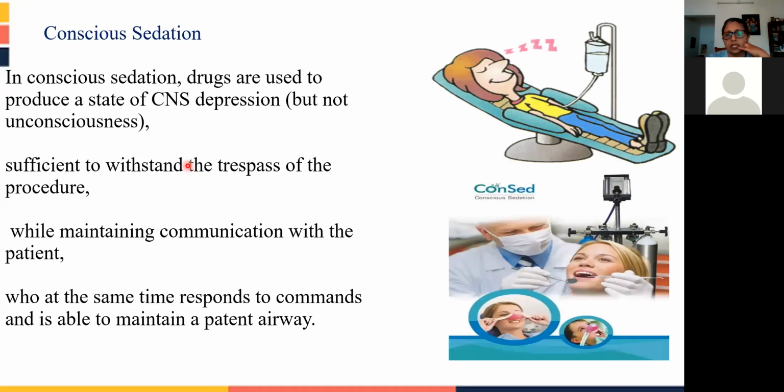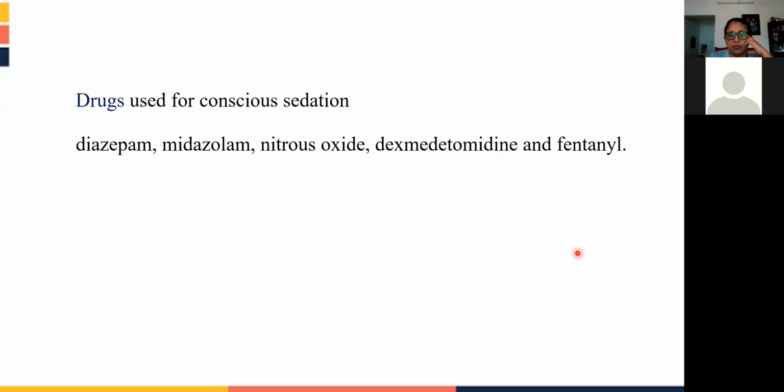In conscious sedation, when the drug is injected, there will be CNS depression, but the patient will be responding, and the doctor can communicate with the patient. He won't feel the trespass of the procedure, we can withstand it, and we can maintain a patent airway. The drugs used for conscious sedation are diazepam, midazolam, nitrous oxide, which is an inhalation agent, dexmedetomidine, and fentanyl.